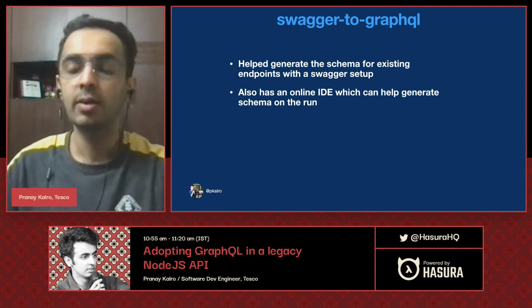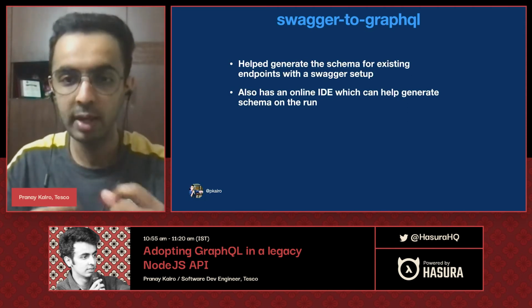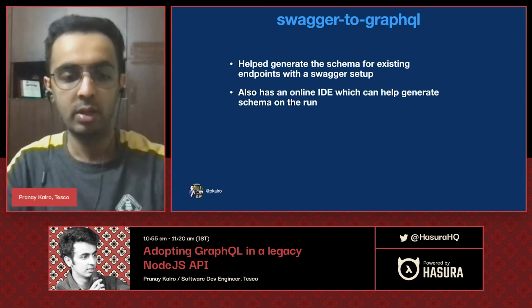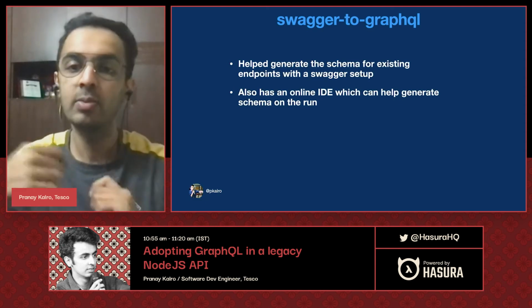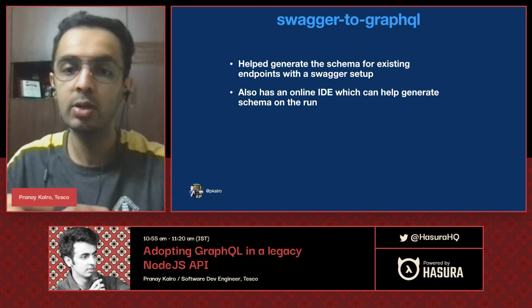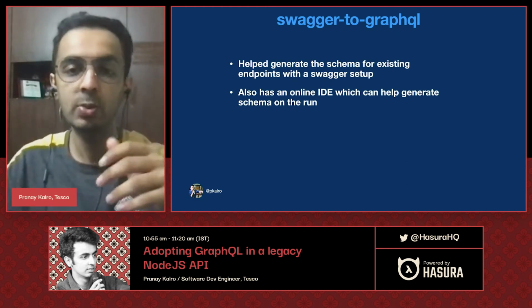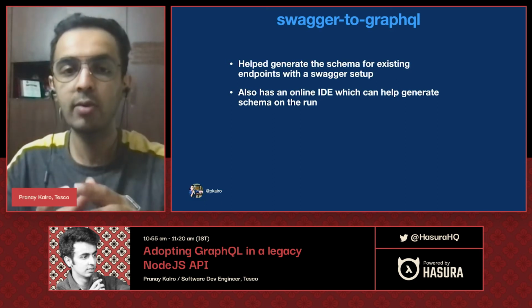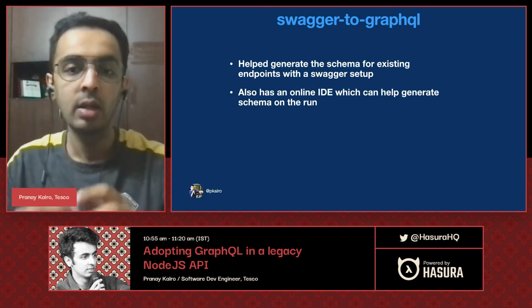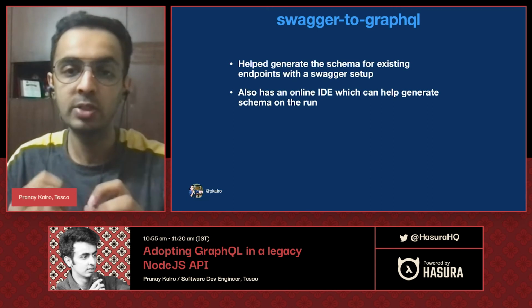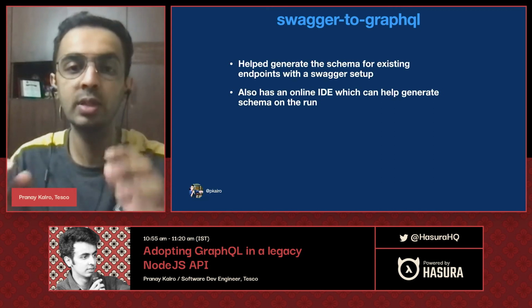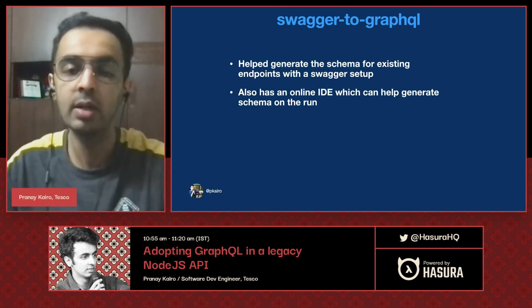Now, once we had the GraphQL schema, we obviously wanted to refine it further, because in the legacy API there might be a lot of improvements that we can make. So we wanted to have more control over that refactoring. Hence we used Swagger to GraphQL as a helping hand, but it wasn't the solution which removed the need for any other activities that we needed during the migration.